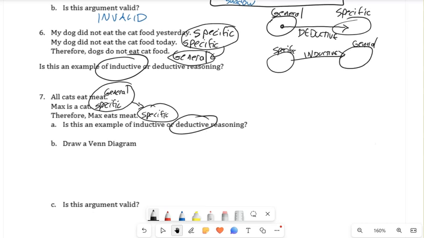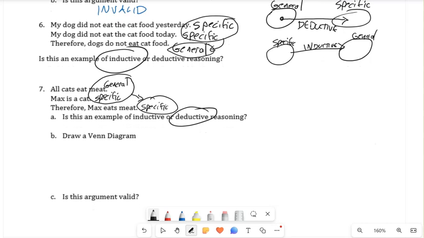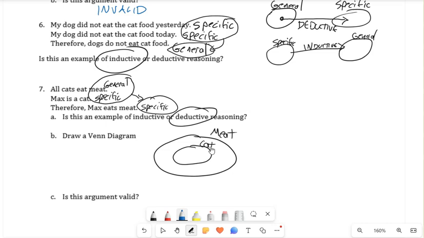Draw a Venn diagram. Okay, well we have all cats eat meat, so we have to have a meat circle. And all cats eat meat, so the cat circle is inside the meat circle. And Max is a cat, so we need a specific solid point for Max. Since Max is a cat, he's also inside the meat circle.